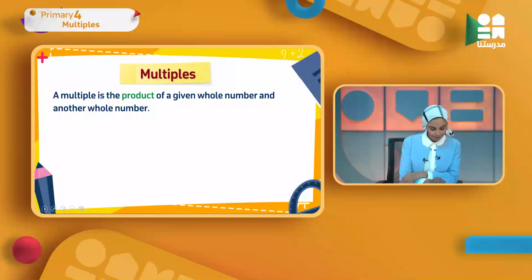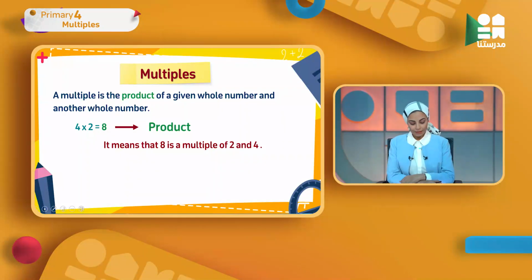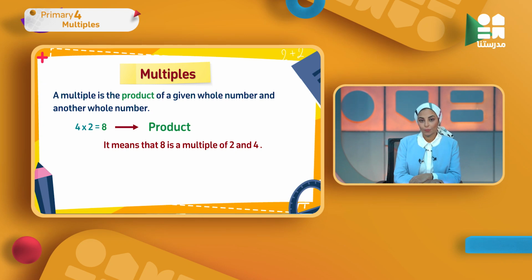Let's see some examples. Here I have 4 multiplied by 2 equals 8. I have 2 numbers multiplied by each other to give me a product which is 8. So 8 is the product. It means that 8 is a multiple of 2 and also 8 is a multiple of 4. Why? Because 8 is the product of 2 multiplied by 4.